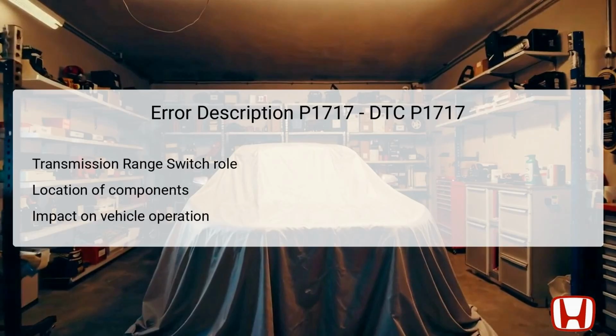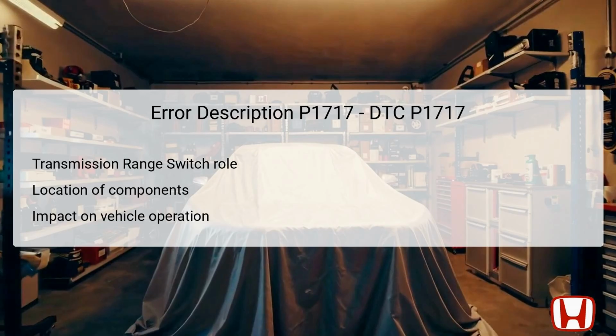The transmission range switch, specifically the ATP RVS switch, is crucial in ensuring that the vehicle shifts correctly by indicating the current gear position to the engine control unit. This switch is typically located near the gear shifter, where it can monitor the position of the shift lever directly. Its primary role is to send signals to the powertrain control module, PCM, which processes this information and acts accordingly to facilitate proper gear engagement and transmission operation.